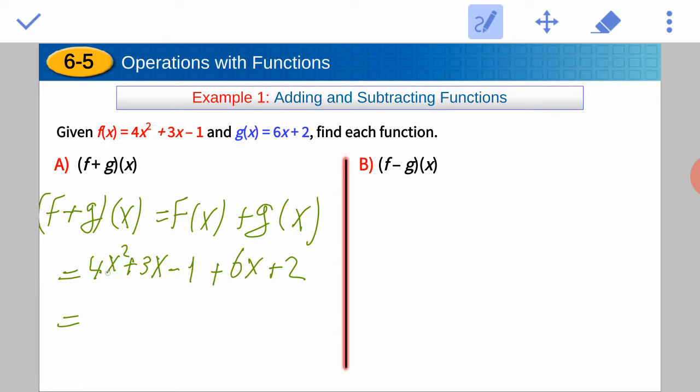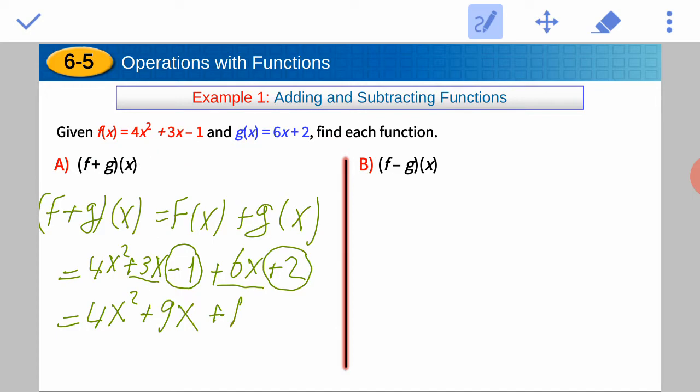4x squared is a unique term, so we're going to copy 4x squared. 3x and 6x are like terms. 3 plus 6 simplifies to 9x. Negative 1 and plus 2 are also like terms. Both are constants. Negative 1 plus 2 simplifies to plus 1. So this is f plus g of x.